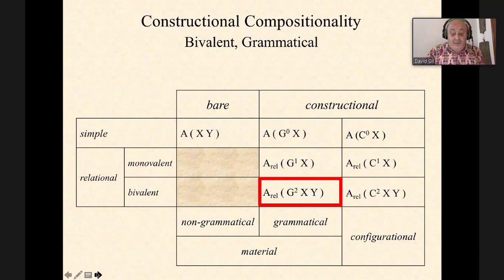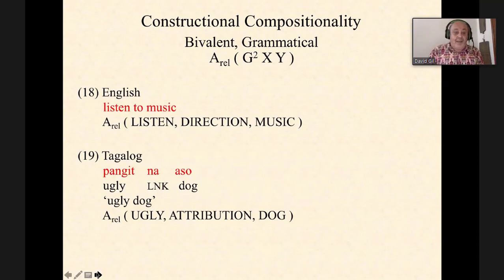Bivalent constructional configurationality is essentially languaged by examples such as this. So here, the preposition to, you might think it applies just to music, but actually, it's also governed by the verb listen. This is the sort of thing that linguists often call grammatical case as opposed to semantic case, and so on and so forth. What you have here is a relationship between the grammatical mark of the preposition and both of the elements in which it goes construction.